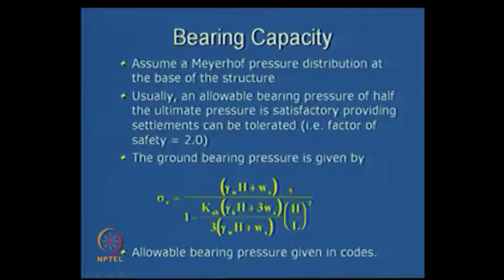Whatever pressure is created should be less than the bearing pressure of the soil. That is very important. Whatever pressure is created should be less than the bearing capacity of the soil. Usually an allowable bearing pressure of half the ultimate is taken, so we normally have a factor of safety of 2. Bearing capacity calculations we know, and say, for example, 200 kPa is the bearing pressure of the soil, and if this pressure is say 150, it is all right, like that, right.